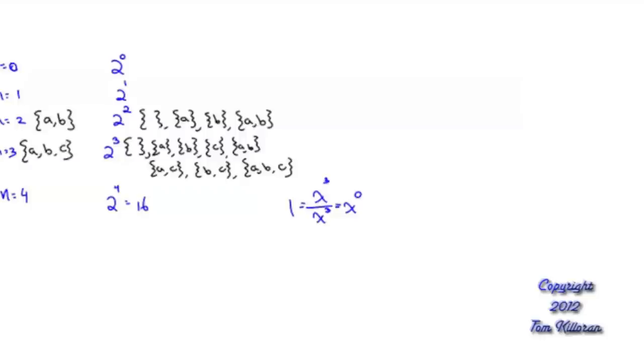So here's the formula. The number of subsets of set A is equal to 2 raised to the n of A. What does n stand for? Cardinal number. So it's 2 raised to the cardinal number of the set.